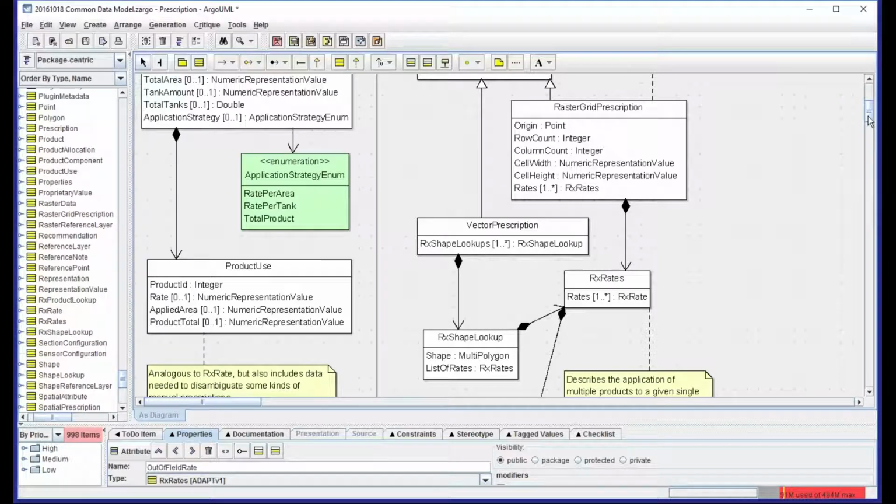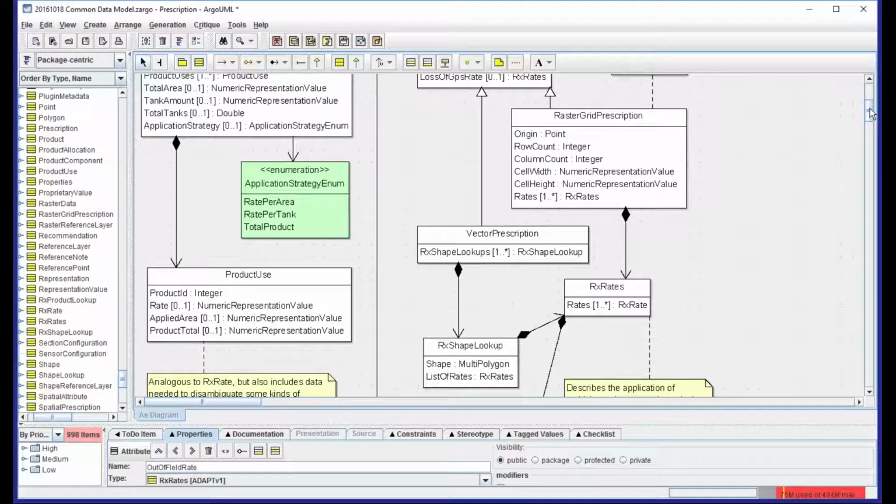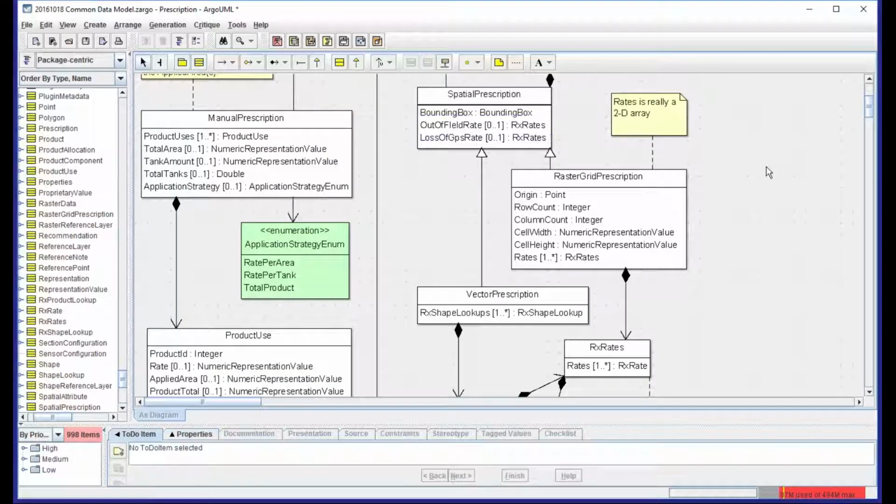And so this mechanism of having RX rates enables both of those visions to be represented in ADAPT. So it's one of those aspects of ADAPT where we're trying to bring different brands of equipment and different ways in which users use that equipment together into a common object model.